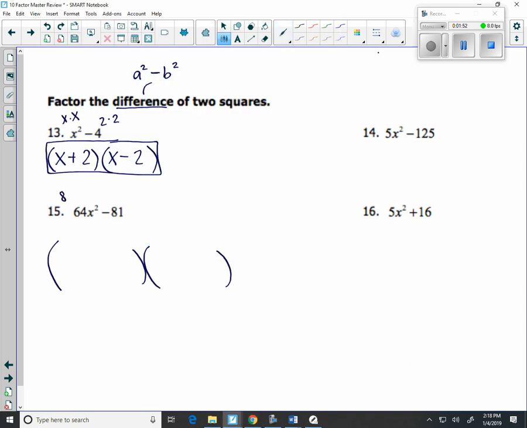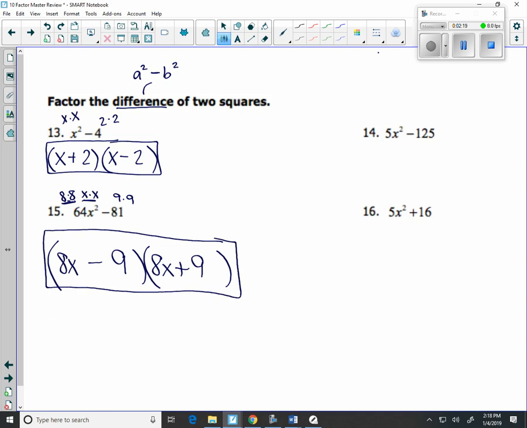I think it's helpful to write that down. And then x squared is x times x. Now, if you have something like this where you have 64x squared, you have to break that up and put 8 and the x together as the first term. And then 81 is 9 times 9. And then you need one positive and one negative. I'm going to do the other order that time just so you can see that it also works.